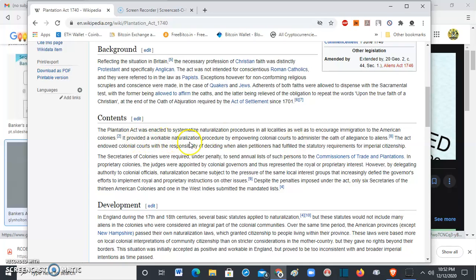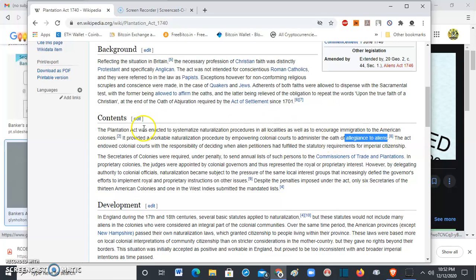So it provided a workable naturalization procedure by empowering colonial courts to administer the oath of allegiance to aliens, right? So the oath of allegiance to a king, all right? So in order to be a so-called resident of the Americas, including the islands, West Indies, you have to do an oath of allegiance to a king, right? To a king that is completely foreign to your ideas, your beliefs, right? For that period, that I would say, okay.